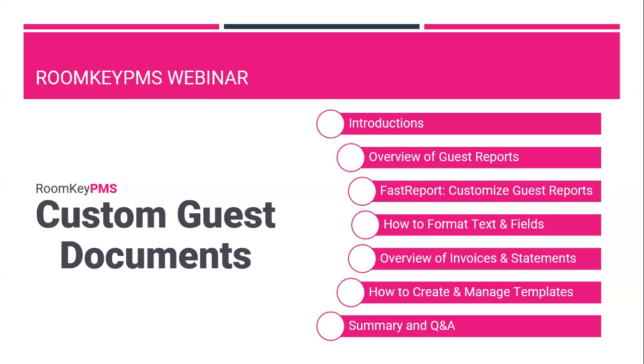We'll also take some time today to do an overview of the invoices and statements that can be generated from the City Ledger module inside Roomkey, and how we can use the same tool, the Fast Report tool, to create and manage templates for those types of documents in the City Ledger. We'll wrap up today's presentation with a summary and Q&A at the end, as always.